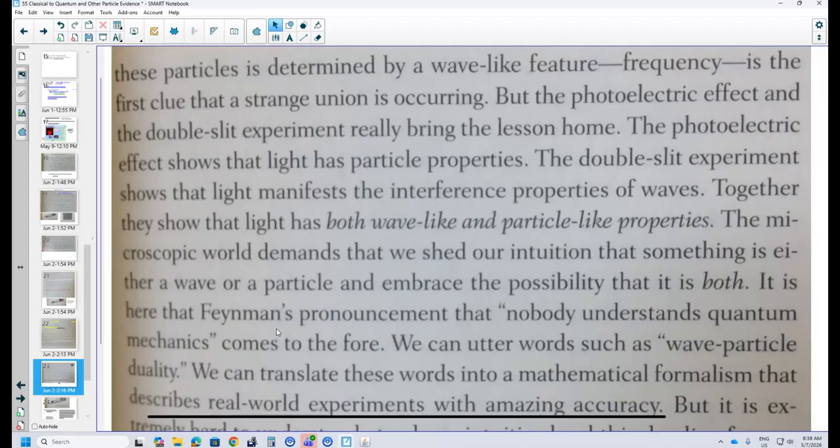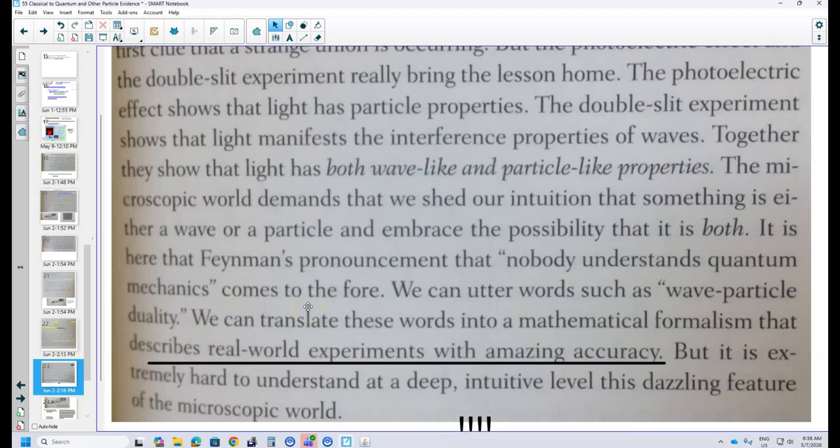The photoelectric effect shows that light has particle properties, as do Compton scattering and pair production and so on. The double slit experiment shows that light manifests the interference patterns properties of waves. Together they show that light has both wave-like and particle-like properties. The microscopic world demands that we shed our intuition that something is either a wave or a particle, and embrace the possibility that it is both, or at least, at this point, that light is both.